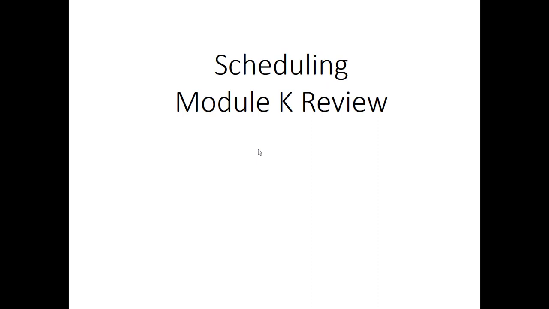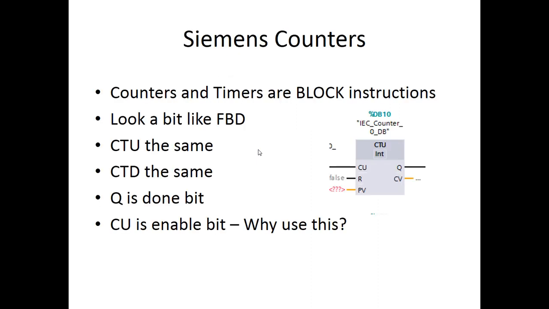Before we do this, let's take a review of Module K. We did Siemens Counters. Counters and timers came in as a block instruction, similar to how they did on the SLC 500. A little bit like FBD. Counter up and counter downs worked pretty much the same as they did on the SLC 500. Q is the done bit. When the accumulated value, CV, meets the preset value, that's when it becomes true. And CU is the enable bit.